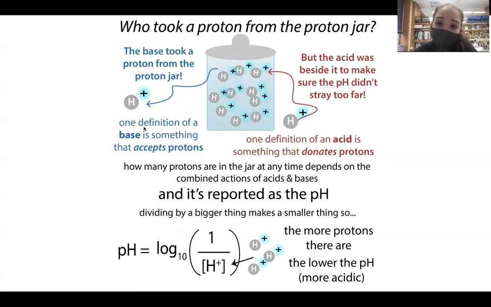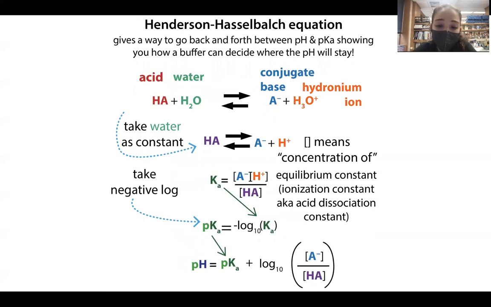So if you have a mixture with just water, water is kind of acting as its own acid and base, but you can add additional acids or bases, and that's how you can change the pH. And we can actually know how much the pH will change with the Henderson-Hasselbalch equation, which gives you a way to go back and forth between the pH and the pKa, which is a measure of how strong an acid or a base is. And this will get you the pH change that you would expect if you added a certain amount of an acid or a base.